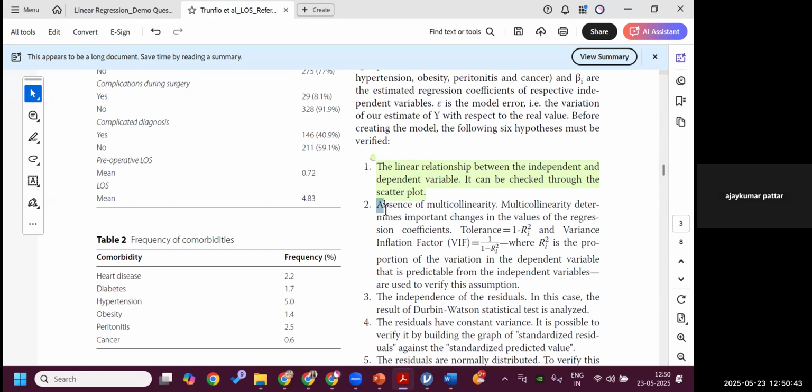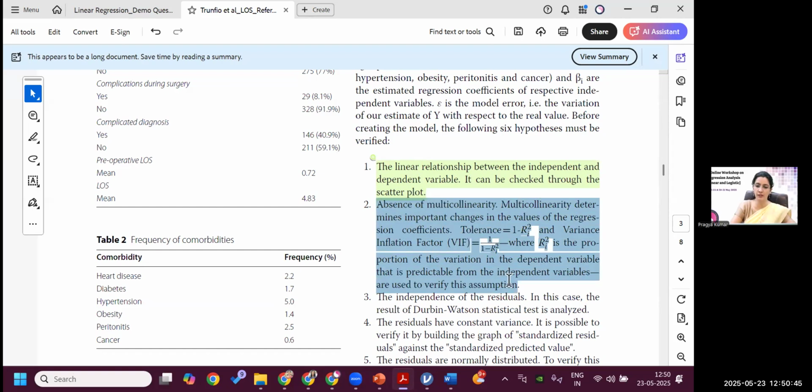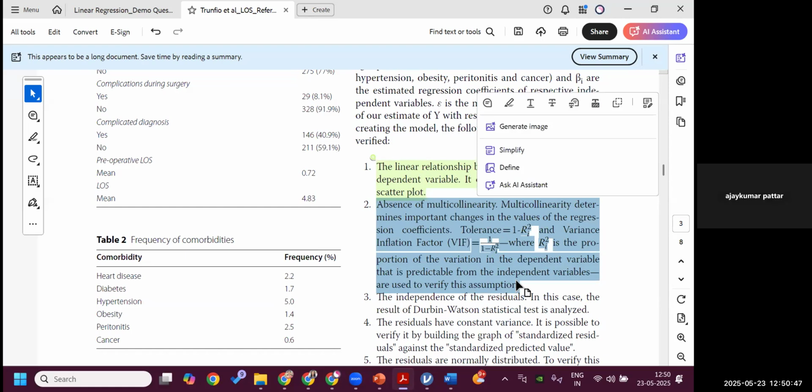Now in the second one, I have not told you multicollinearity, because right now I am only telling you with a single variable. Multicollinearity happens when there is more than one independent variable. So leave it for now.